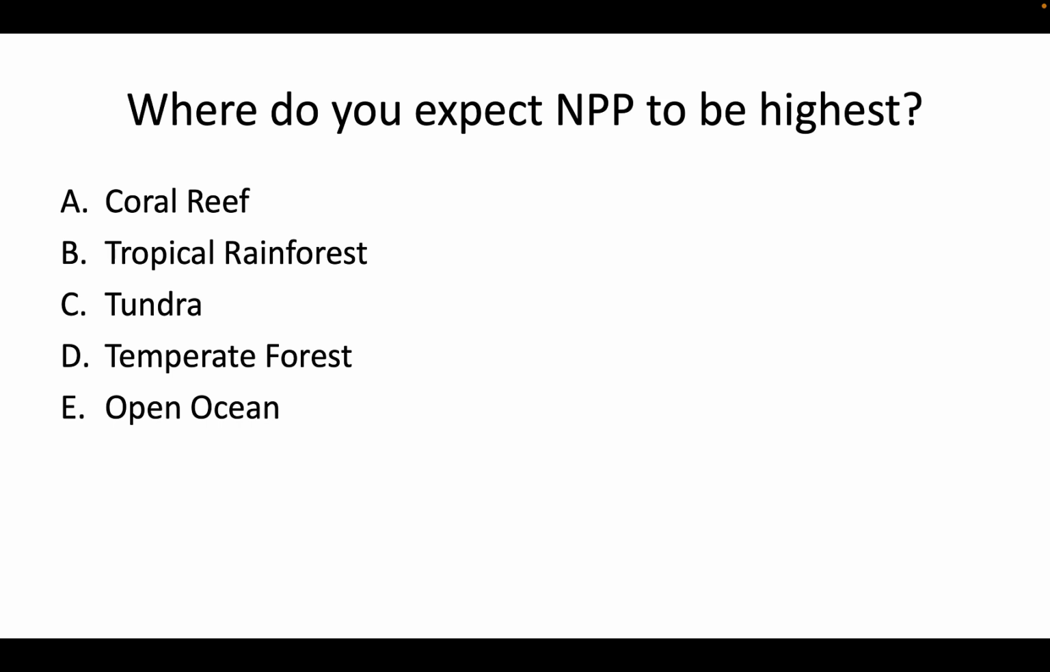Where do you expect NPP to be the highest? So if we think about this, where's there a lot of sunlight? And then if we think about that equation, it was carbon dioxide and water plus sunlight gave us the sugars. So where do we see a lot of sunlight and a lot of water? And lo and behold, tropical rainforests are one area where that is the case. Coral reefs also have fairly high productivity, and there are some other systems with high productivity, but tropical rainforests tend to be among the most productive.